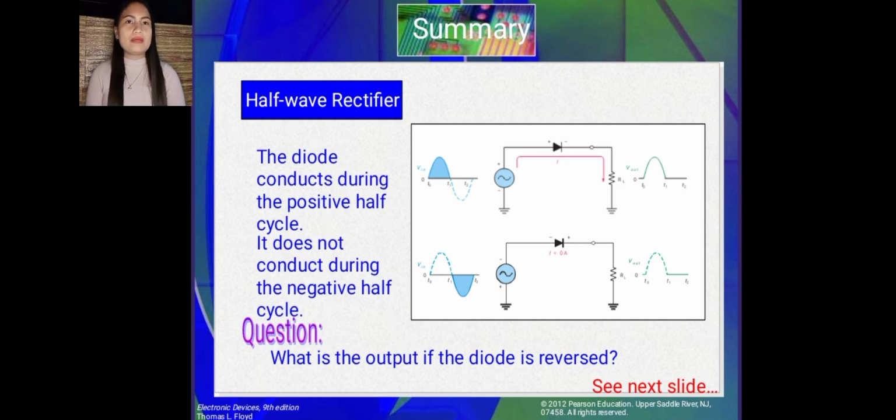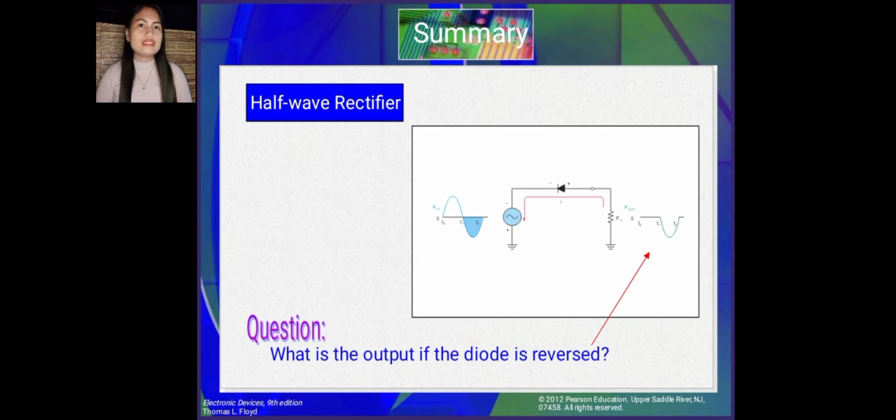So during the positive alternation of 60 Hz input voltage, the output voltage looks like the positive half of the input voltage. The current path is through the ground back to the source. During the negative alternation of the input voltage, the current is zero, so the output voltage is also zero. So what is the output if the diode is reversed?